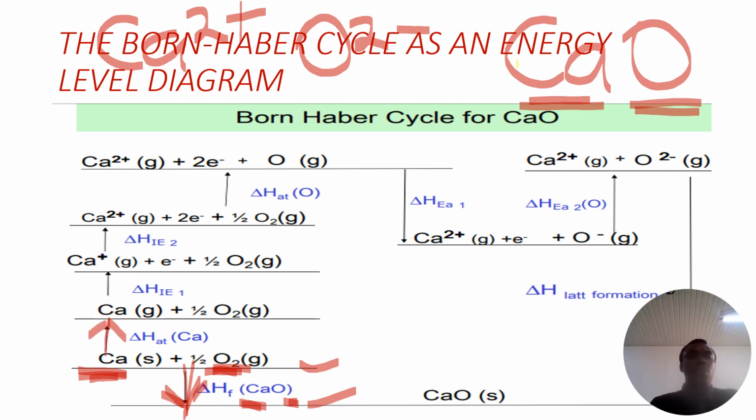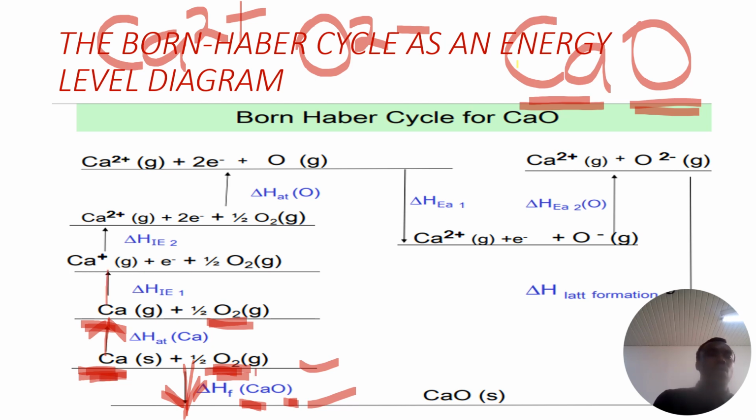The second stage is an endothermic process. You can see the arrow is moving upward. This is the enthalpy of atomization of calcium, an endothermic process. As you can see, the atoms and the charges are also balanced. Calcium is 1, oxygen is 1, calcium is 1, oxygen is 1, so the atoms are balanced. Let's go for the charges. The charge is 0, 0, 0, 0. So the atoms and the charges are also balanced.